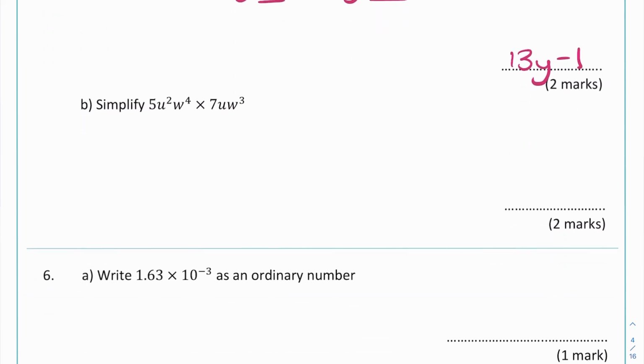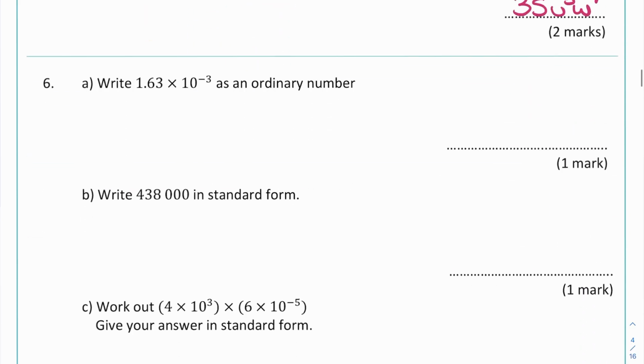Simplifying with some laws of indices, we always just multiply numbers normally, so 5 times 7 would give us 35, and then when we have the same letters we can add the powers. So we have a u squared and a u to the power of 1, not forgetting to put that 1 in there so we don't forget to add them, because that will become u to the power of 3. We then have w to the power of 4 multiplied by that w to the power of 3. Adding those is w to the power of 7. Quick check to make sure that you've not missed any powers there. I'm happy with that, so 35 u to the power of 3, w to the power of 7.